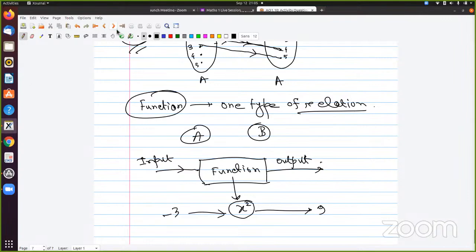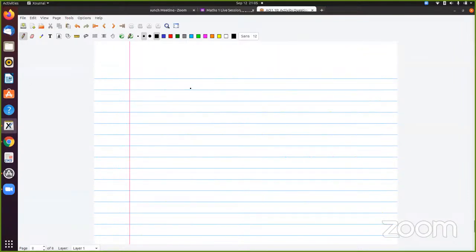So suppose, the mathematical definition, what we do, suppose I have two sets, A and B. Here I have 1, 2, 3.